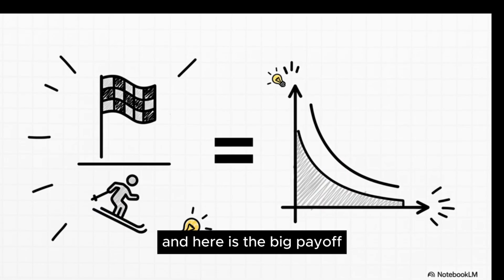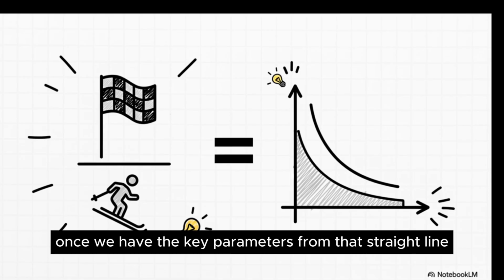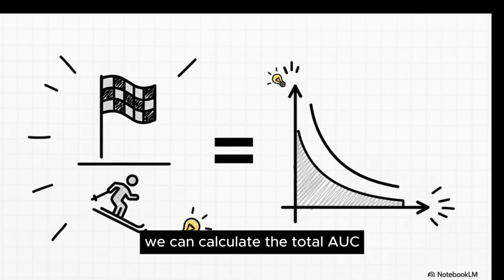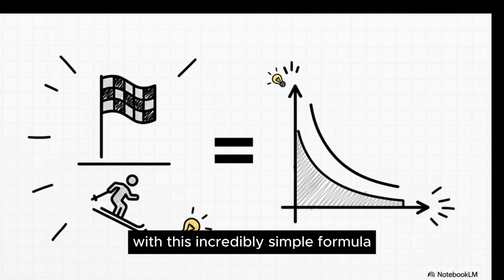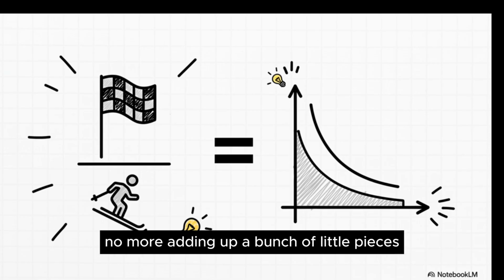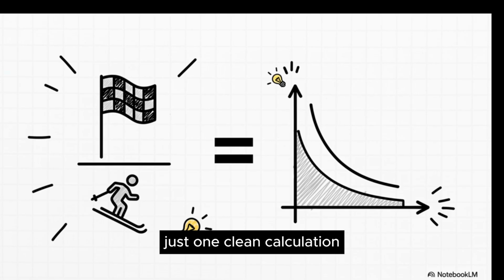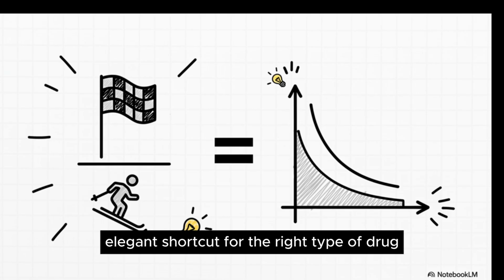And here is the big payoff. Once we have the key parameters from that straight line, we can calculate the total AUC with this incredibly simple formula. No more adding up a bunch of little pieces, just one clean calculation. It's a beautiful, elegant shortcut for the right type of drug.